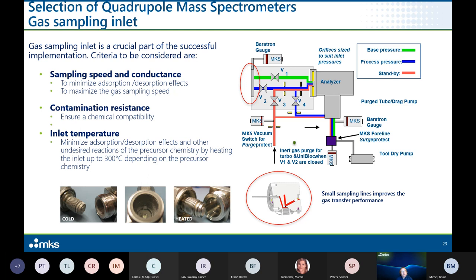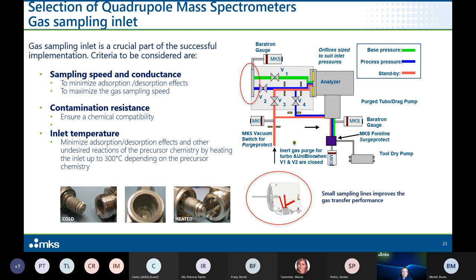Right. Going further through the system is now the gas sampling inlet. It's an essential part, again, of how to sample the process gas in order to have a good sampling speed and good time resolution. So what is important is to minimize adsorption-desorption effects and maximize sampling speed. These are the two key elements.